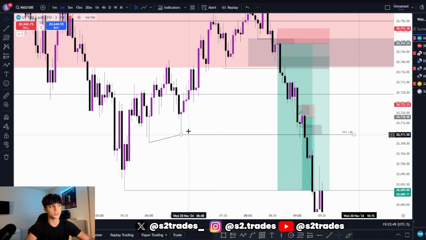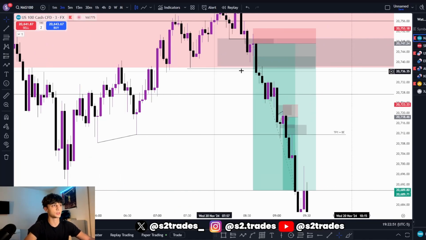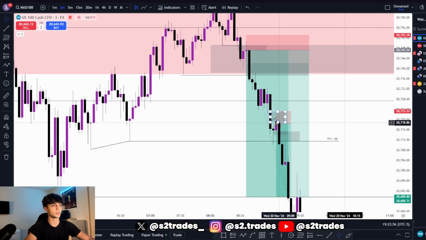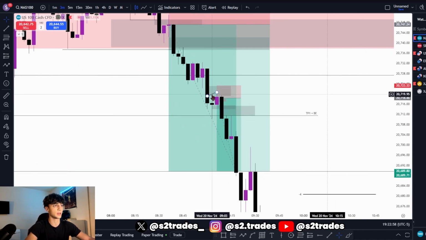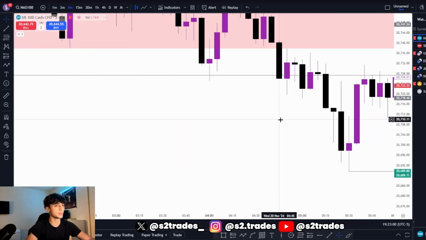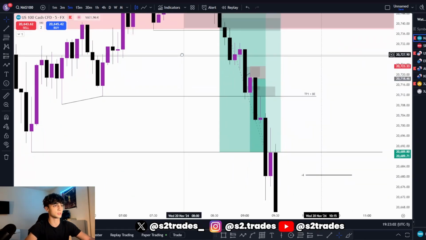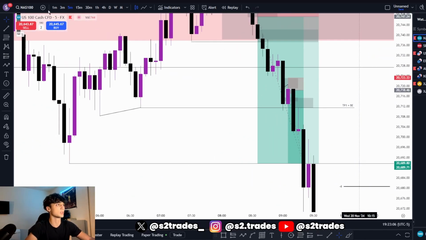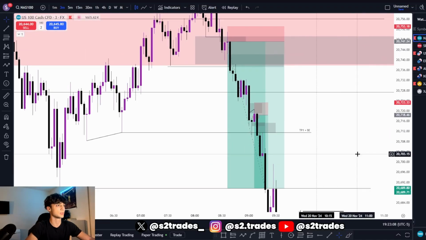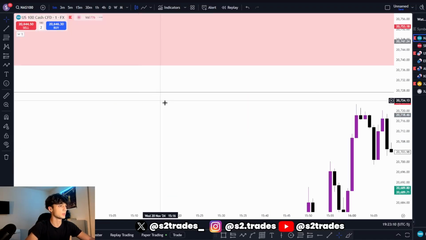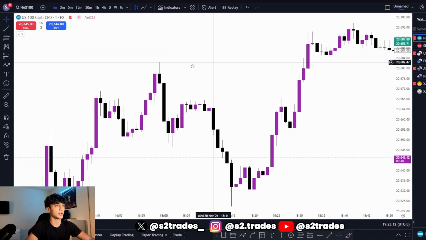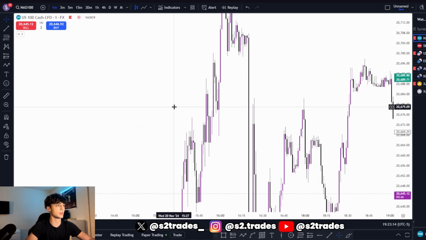But also, to make sure I minimize risk, I also had partials right here. And yeah, I re-entered over here because of another fair value gap. It was actually on the 5 minutes, I believe. I don't remember, this was in the morning. No, it was on the 3 minutes. I entered off of the 3 minute fair value gap. Or 1 minute? I genuinely forgot. But either way, a 3 minute fair value gap would have worked too.